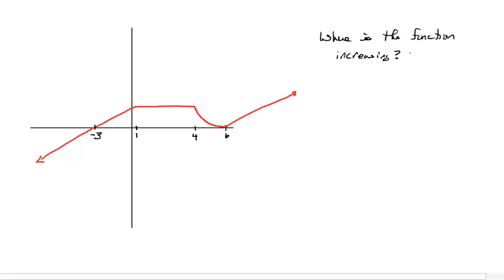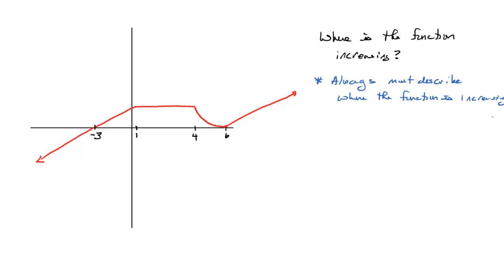In this circumstance, we're going to ask, where in this graph is the function going from the bottom left to the top right? But remember, we always must describe where the function is increasing. So in our last example, we saw it was continuously increasing, so we said that it was increasing from negative infinity to positive infinity.